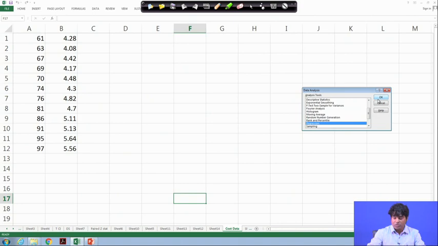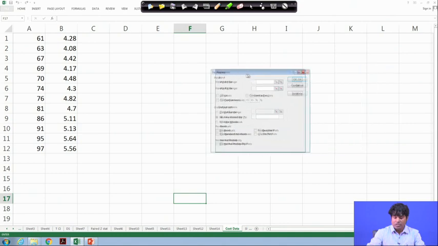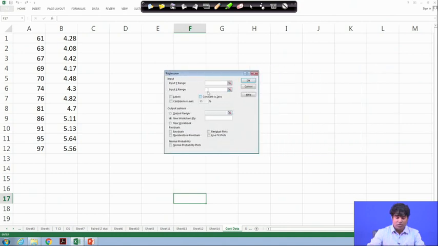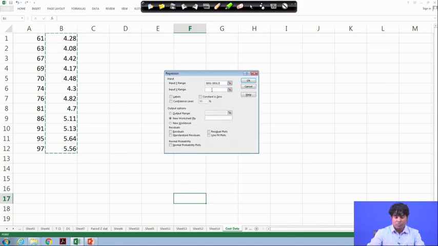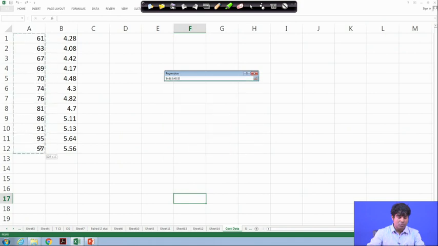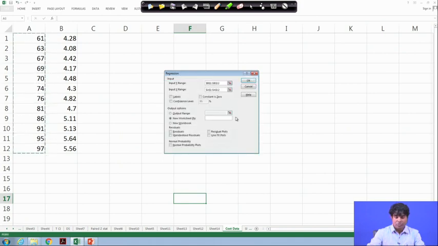Just click data analysis, then the package will appear. Click OK on regression, then the box will appear like this, and the box will ask you to put the y range and the x range. Here the y range is the one to highlight, the cost factor, and then we have to put the passenger numbers, and then allow the software to go ahead.